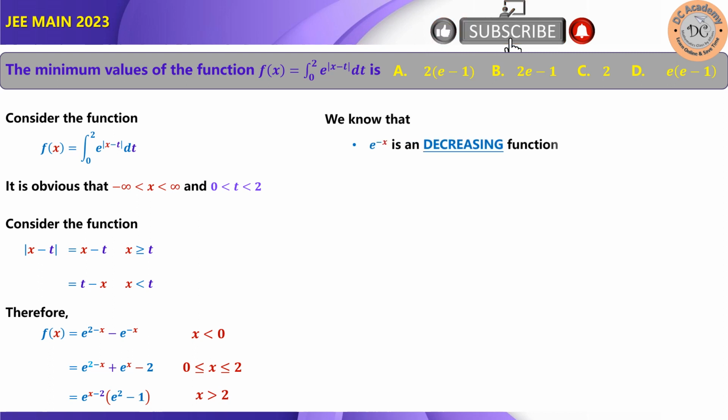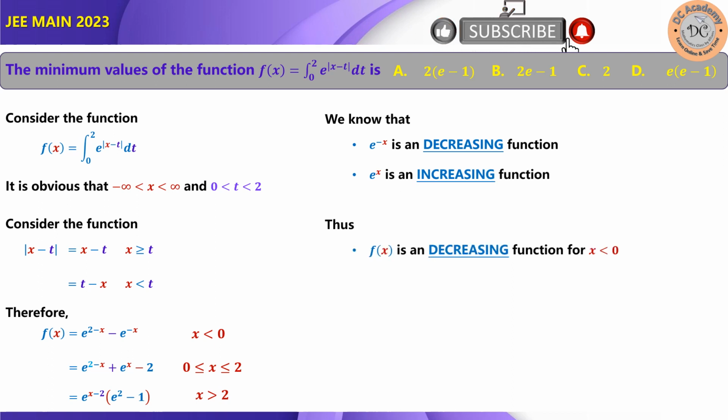Let's go ahead. So we know that e to the power minus x is a decreasing function, and therefore e to the power x is an increasing function. So therefore f(x) is decreasing for x less than 0. Why? Because for x less than 0, we have the e to the power minus x term. If I take e to the power minus x common, it will be (e^2 minus 1). So therefore we can say that it is a decreasing function when x is less than 0.